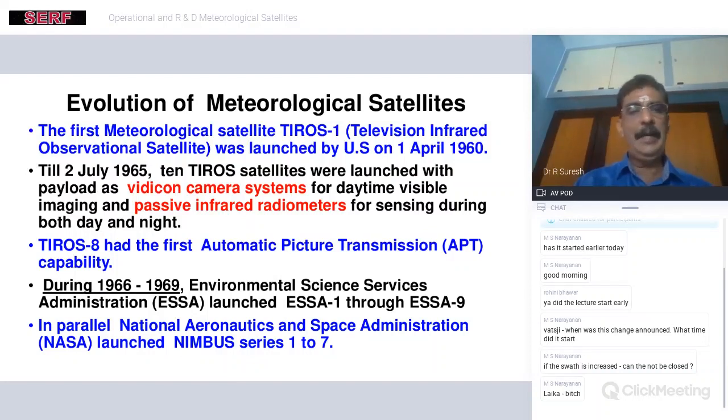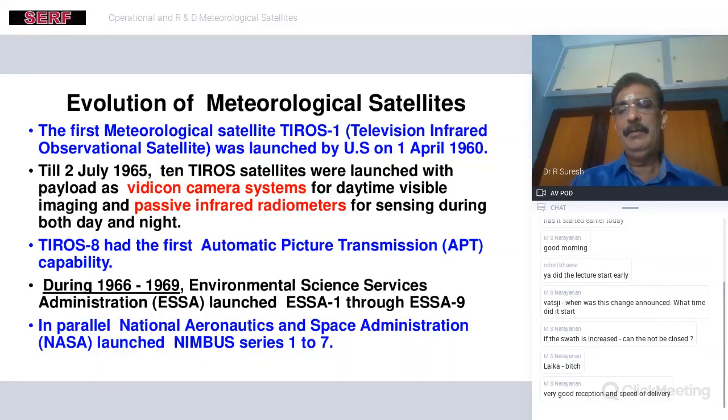They carried the payload of a Super Vidicon camera, which is nothing but an improved version of the erstwhile analog camera of those days. Currently we have so many megapixels, but at that time it was not that high. Even then it was a digital camera, the Super Vidicon camera. In addition, it carried passive infrared radiometers for sensing the atmosphere both day and night.